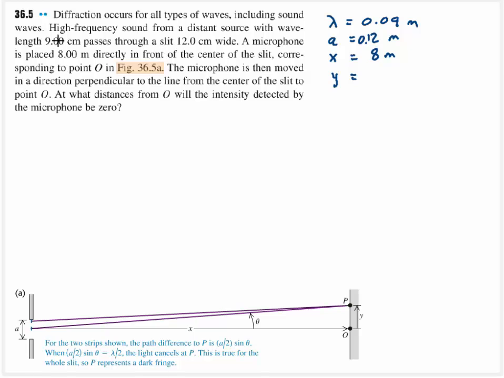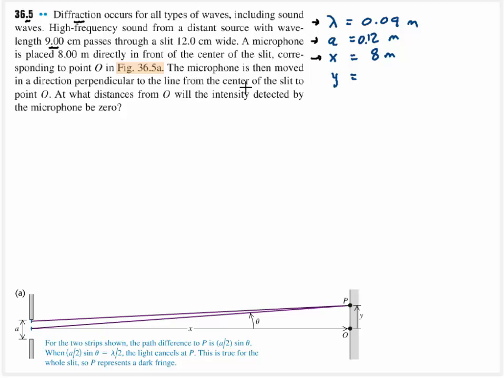And on to solve problems for chapter 36. So we'll start off with number 5. It says blah blah blah, sound waves can diffract too. The only thing that's going to be different is going to be the wavelength. So here I've gone ahead and I've written us down the wavelength, the slit width, and the distance between the source and the screen, if you will.